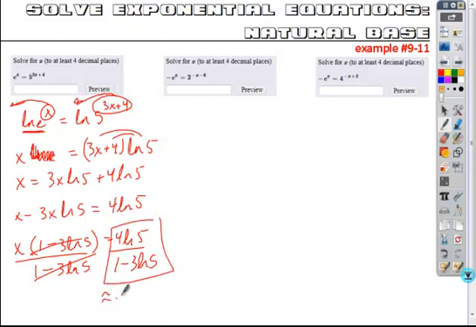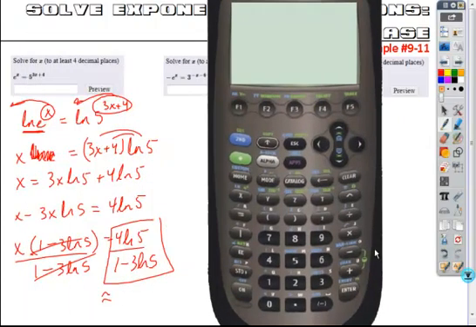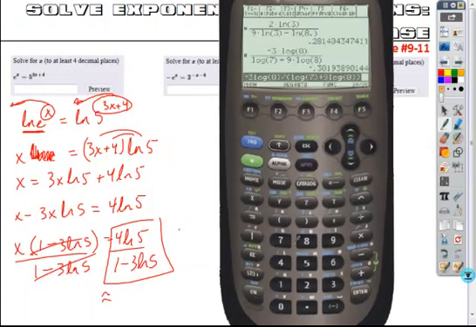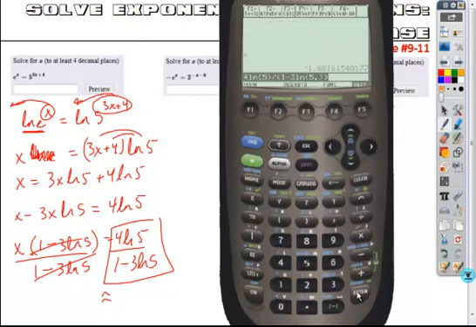And if you were asked to give a decimal equivalent, okay, if you took 4 ln of 5, divide by the entire quantity, 1 minus 3 ln of 5, close off the denominator, and I'd get my answer negative 1.6816.